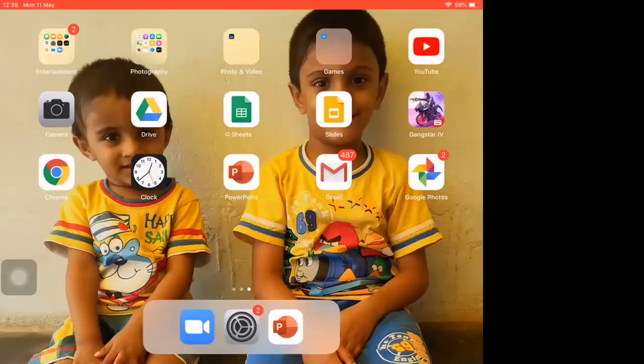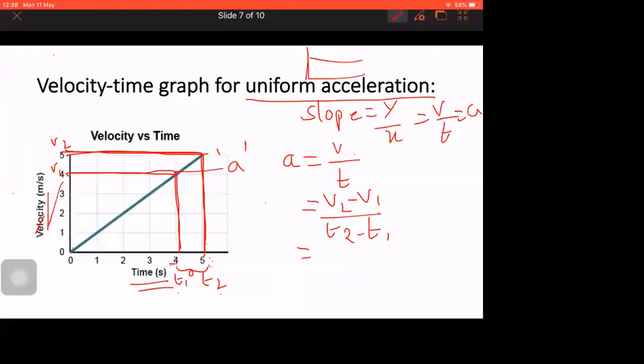Are you able to see now? Yes, ma'am. So what I'm trying to tell is, did you see this one? How did I plot T1, T2, V1, V2? Ma'am, V1, V2 is like final velocity, right? Yes, for 4 to 5 seconds, V2 is final, V1 is initial. Ma'am, I didn't hear anything else. Okay, what are T1, T2?